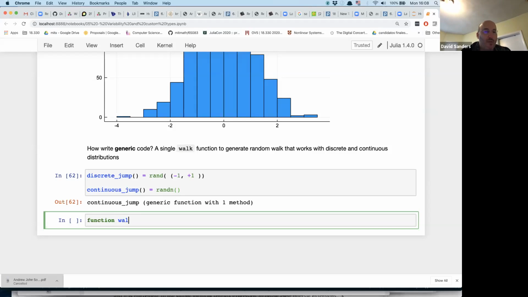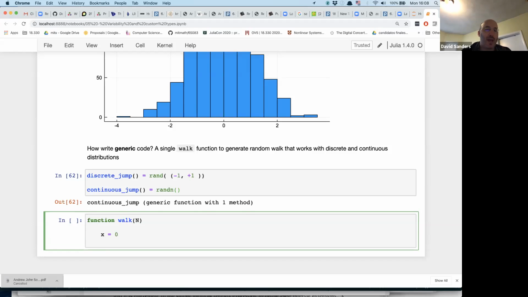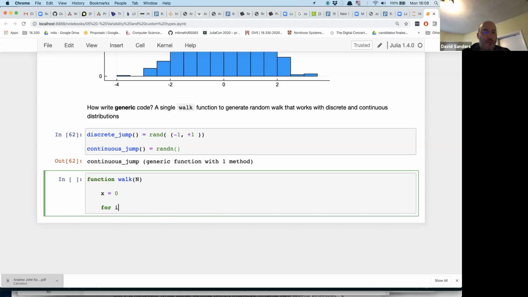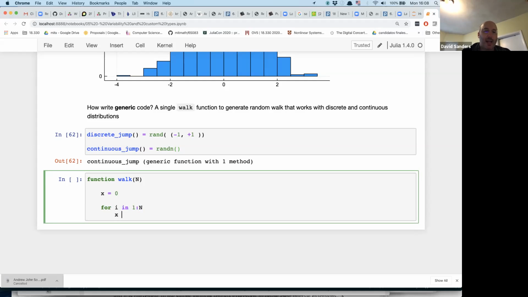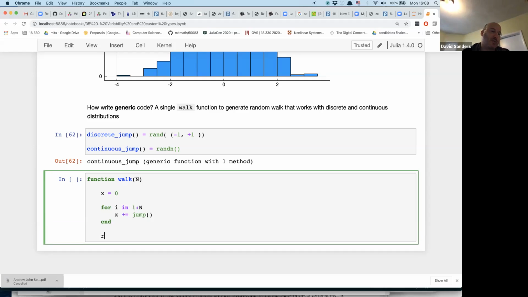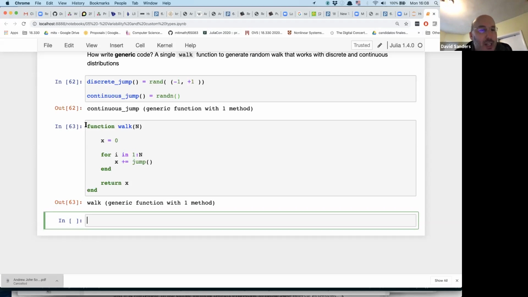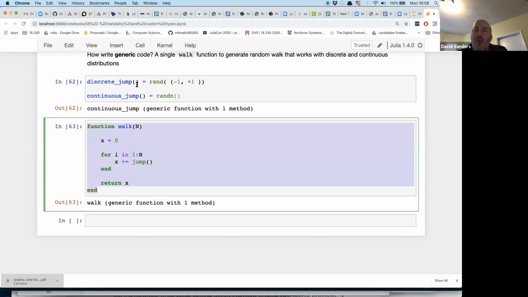Okay. So there's two different jump functions. And now I want to write my walk function, just like I did before, with n steps. So I start off with x equals 0, and then for i in 1 to n, x plus equals the result of my jump function, and return x. Okay? But now I want to make a version of this function that works for both my discrete random walker and my continuous random walker. So can you think of a way to do that? There's a question for the chat. How could I modify this function so that I could use either of these two types of random walker?